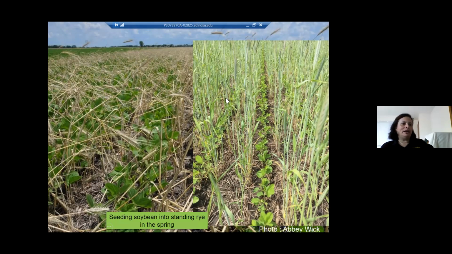Now you have to watch this system, because if you're in a sandy soil, you could actually get too much water taken out by the rye and cause a problem. And we've seen that on dry years. A crop like rye will dry the soil enough that it could cause a yield loss on your crop. So you have to watch for that.